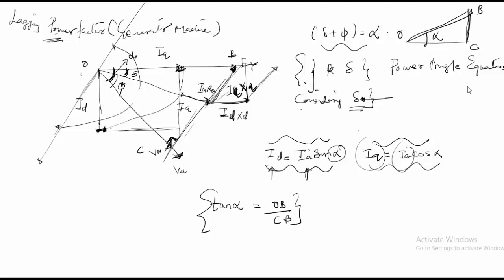Or rather, it would be CB divided by OC. So tan of alpha would be CB divided by OC in that case. So if you want to find your CB in this case, your CB will be this component plus this component.